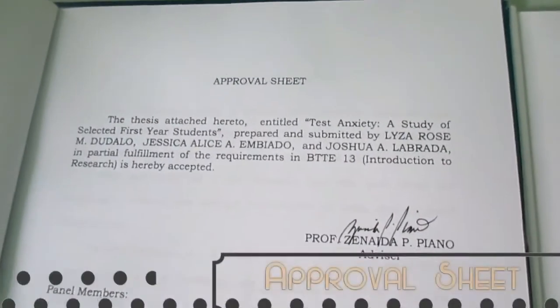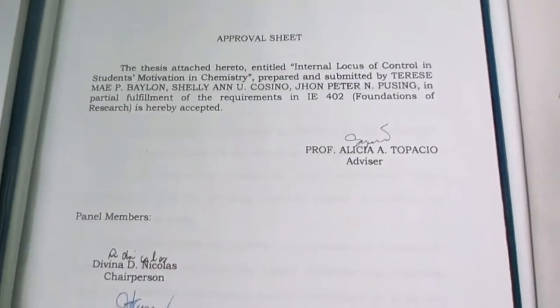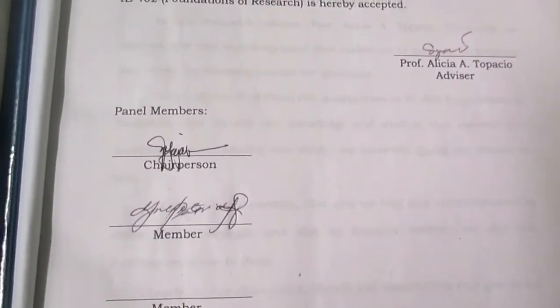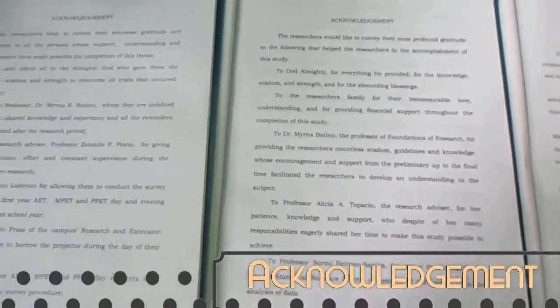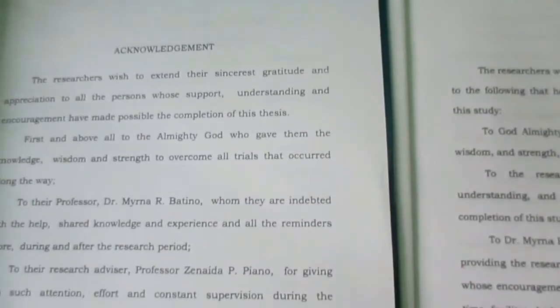In approval sheet, only the third research didn't specify the name of the chairperson and members, just their signatures. In acknowledgement, the first and second research papers had both mentioned the following persons' institutions.